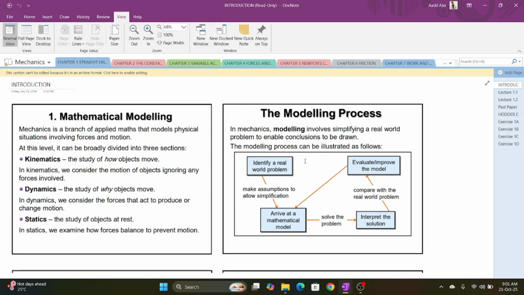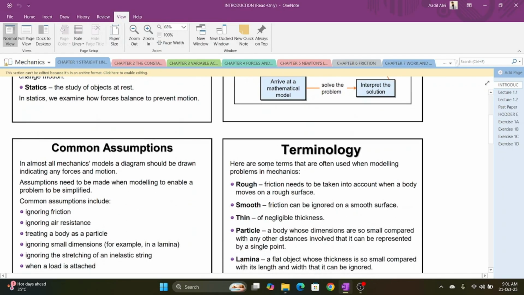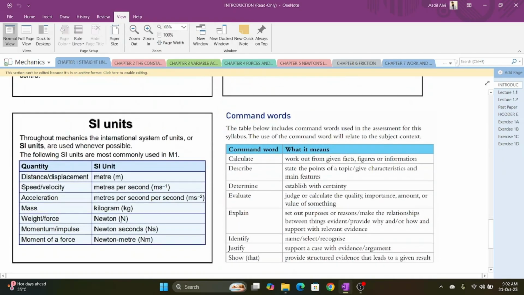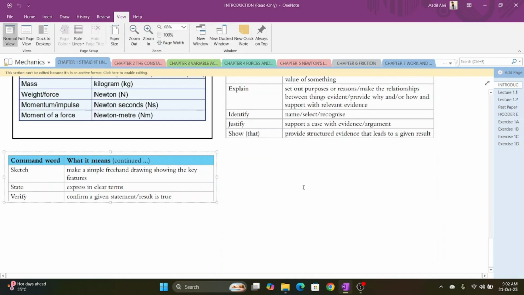in an exam. But yes, what you're supposed to know are these terminologies, because these terminologies will be used in the questions, and you will be expected to know what they mean. What assumptions can you draw from these keywords? Okay, and also you're supposed to know these SI units. Okay, what SI units should be used, and what are these command words for? Okay, so with that, that's the end of our first lecture.